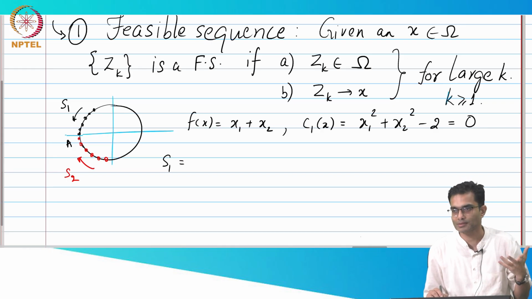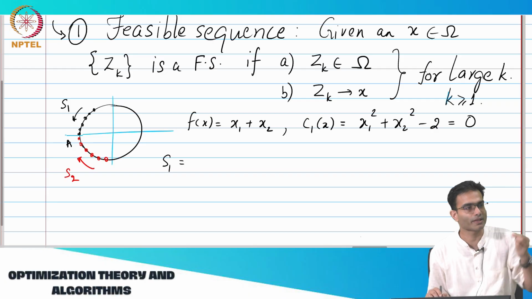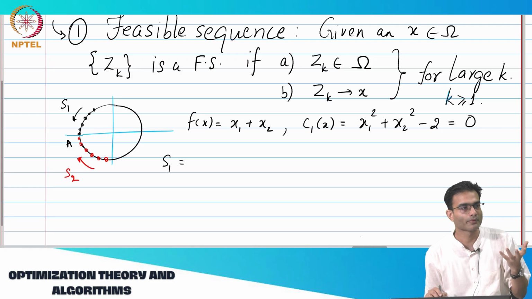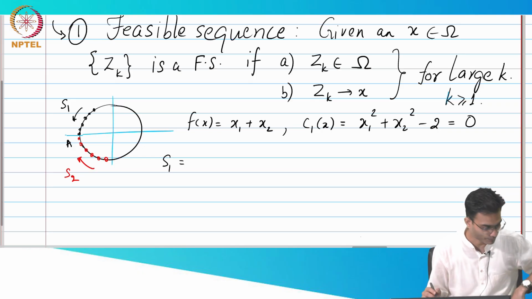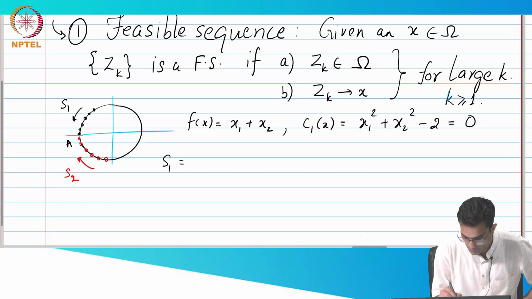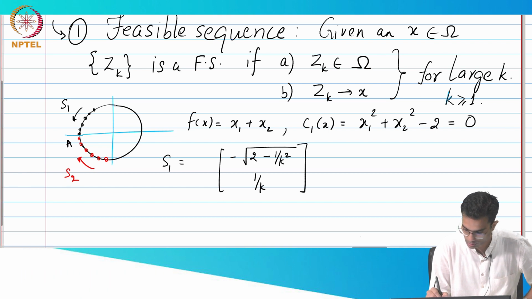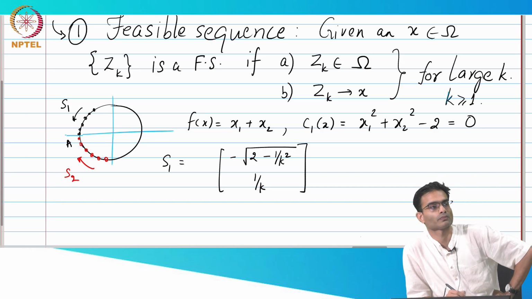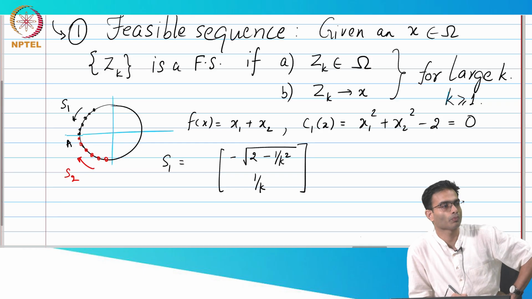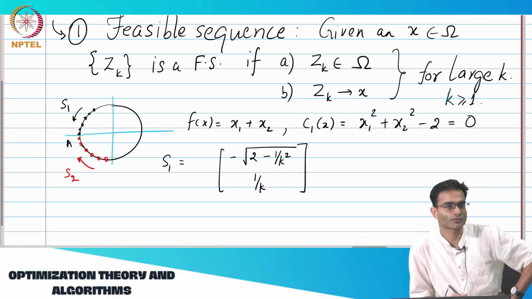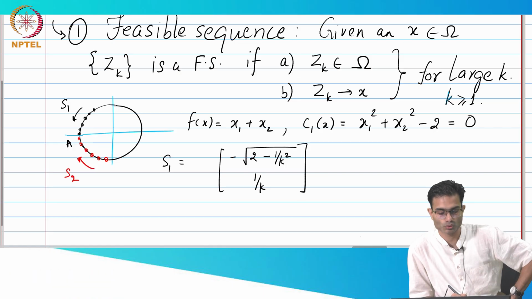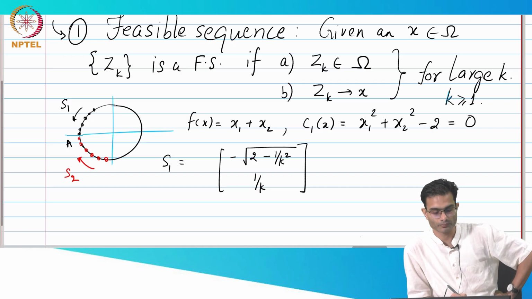How would I construct this? The clue is that these points of the sequence must live on the circle. So they should satisfy x1 squared plus x2 squared equal to 2. So I could define S1 like this. Does that work? Is x1 squared plus x2 squared equal to 2? It works, right. So it's on the circle, and for example, if I take k equal to 1, where do I start from?